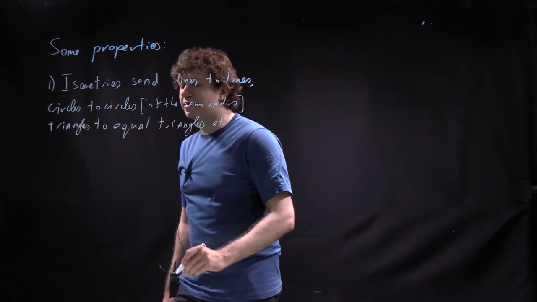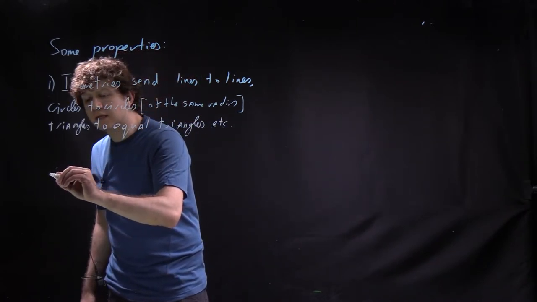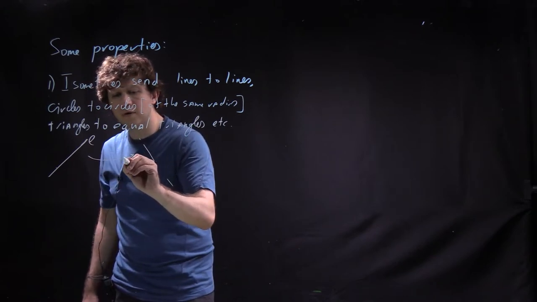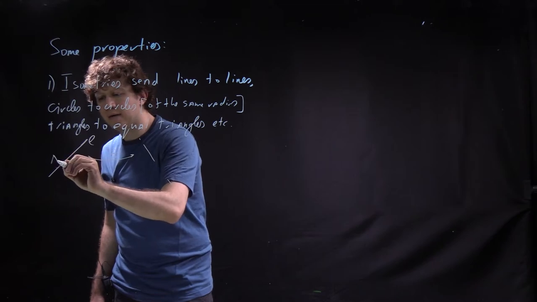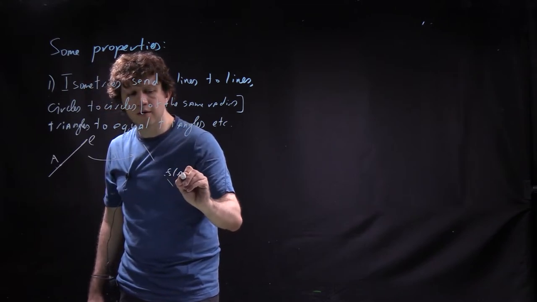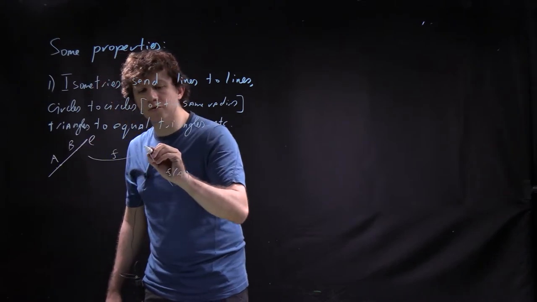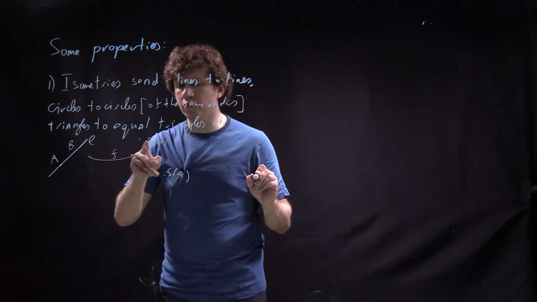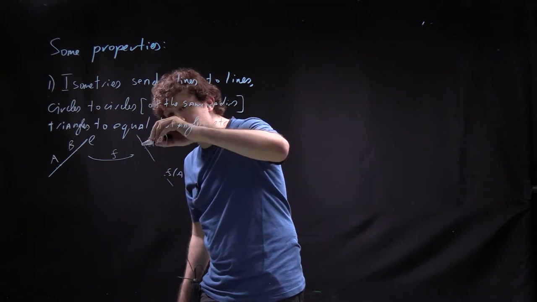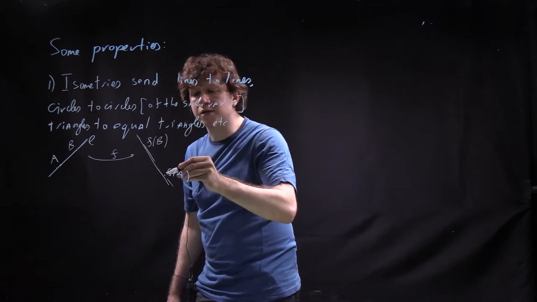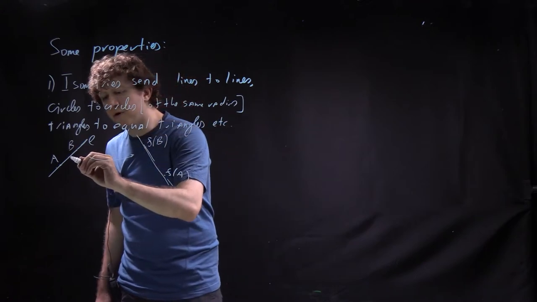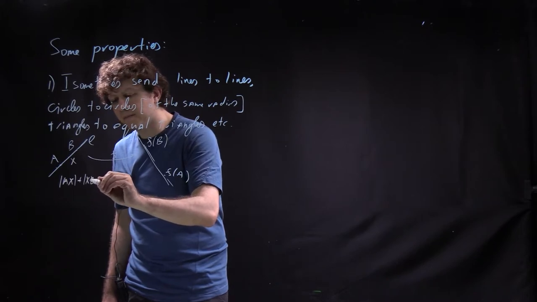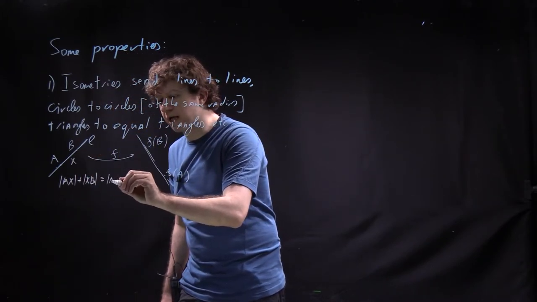And let me just illustrate. For instance, if you want to see that a line goes to a line, you have a line L, and you want to see where it goes under F. So you take some point A, and it goes to some point F of A. And you have some point B, and it goes to some point F of B. Since F is a bijection, these two points are distinct. So you get a line passing through F of A and F of B. Then if you take some point X here, you know that the distance AX plus XB equals the distance AB.